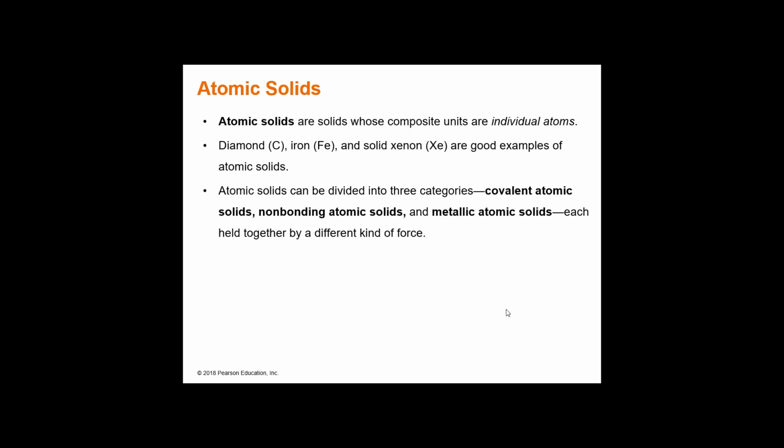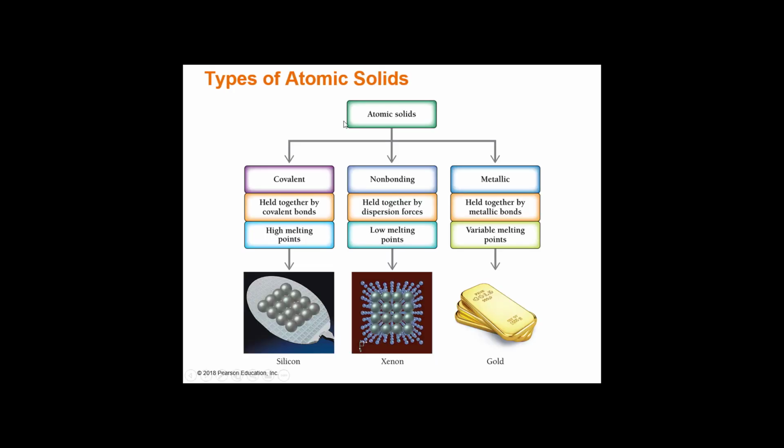Atomic solids can be divided also into three categories, and these are covalent atomic solids, non-bonding atomic solids, and metallic atomic solids. So when we look at these, we'll look at the next page and there's a chart. So the atomic solids are broken down into three different groups. We have covalent, non-bonding, and metallic. All different kinds of forces under these atomic solids.